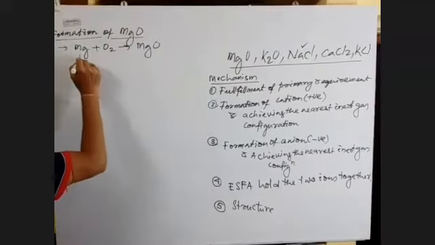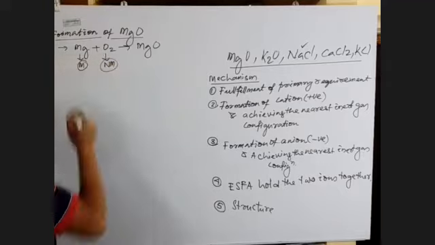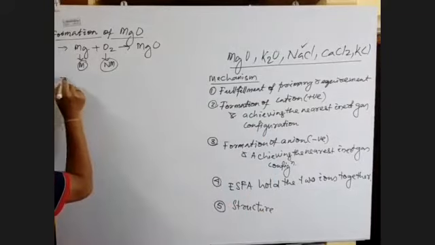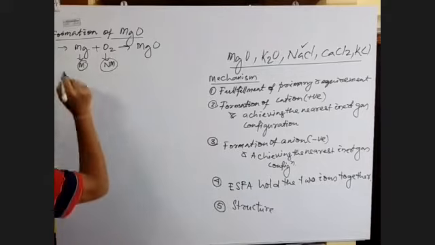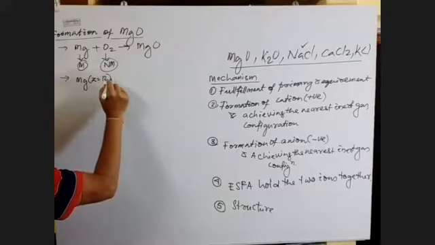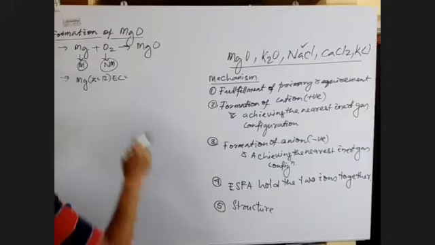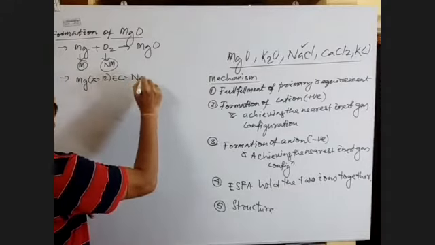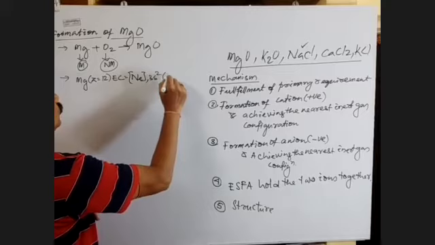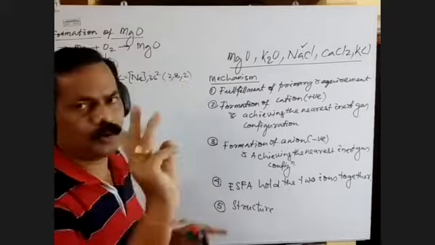Magnesium is a metal, and oxygen is a non-metal, so the primary requirement is fulfilled. Coming to the second step: magnesium's atomic number is 12, so what electronic configuration do I have to write? It is neon 3s2, which I can write as 2, 8, 2. So the outermost shell consists of only 2 electrons.